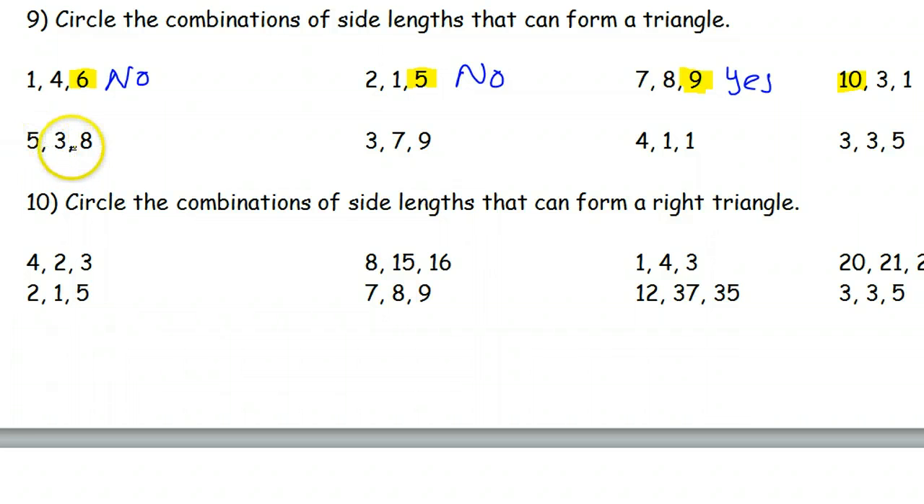Let's see. The biggest side is 8. 5 plus 3 is exactly 8. It's equal, but that's not good enough. It's got to be bigger. It can't be equal, because then they will only touch on a straight line. So that's another no.